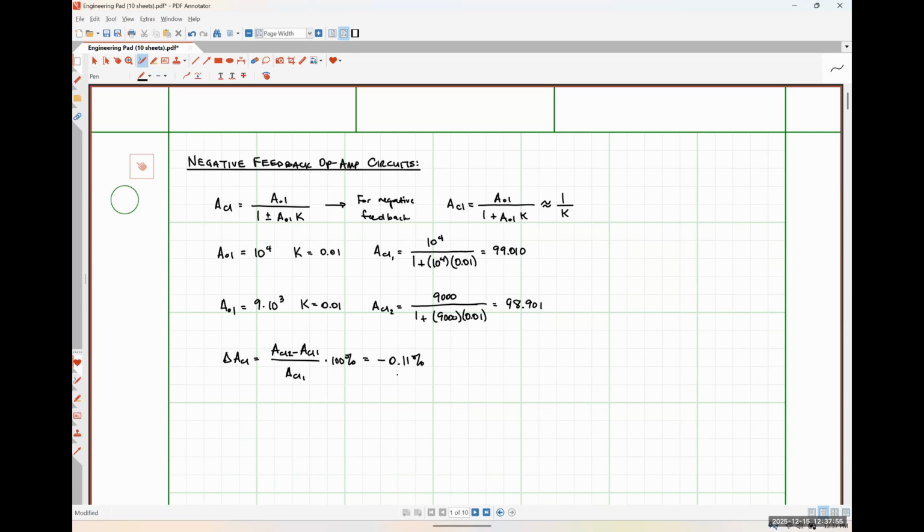A 10% reduction in the open loop gain caused a much smaller change in the closed loop gain, which means in a negative feedback system, the closed loop gain is going to be pretty stable, regardless of how much variation we have in the open loop gain when we purchase our device. Okay. So this is probably the biggest reason why we use negative feedback in applications where we want to actually amplify our signal.